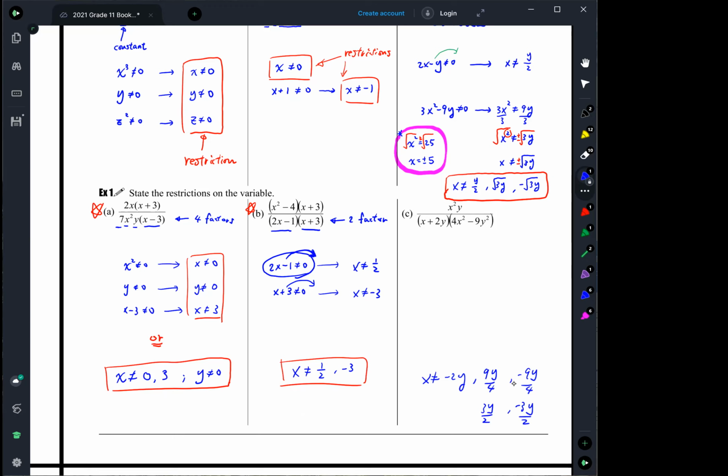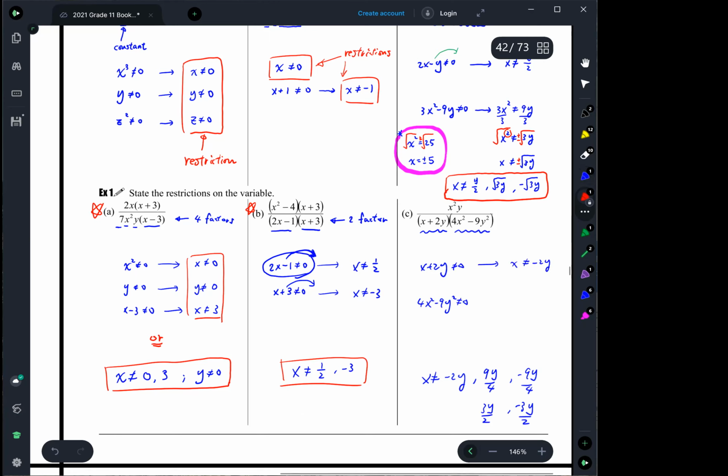Okay, so let's go over and see which ones here will work. So the first factor is this part. I think everyone got that part right. Okay, second part is this one has the square. So x plus 2y cannot be 0. The other part is the 4x squared minus 9y squared cannot be 0. We isolate the x, so x cannot be -2y. So that part is easy, right?